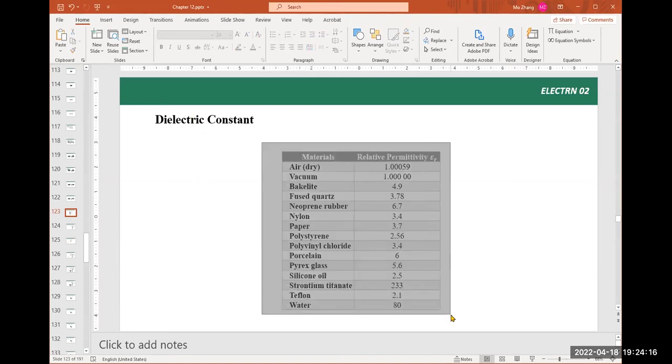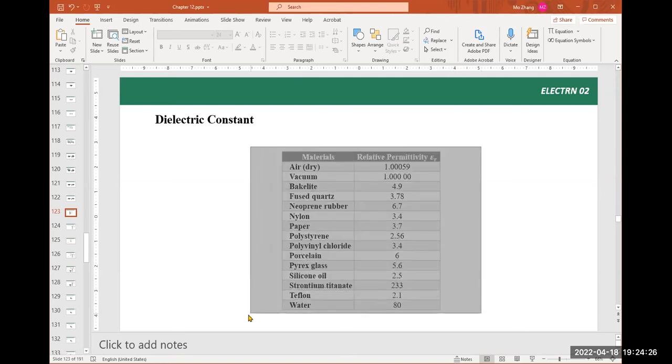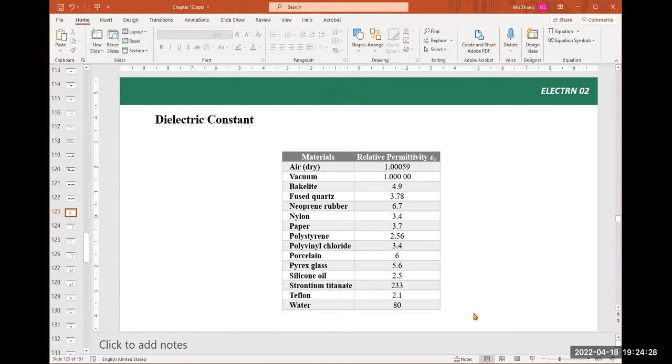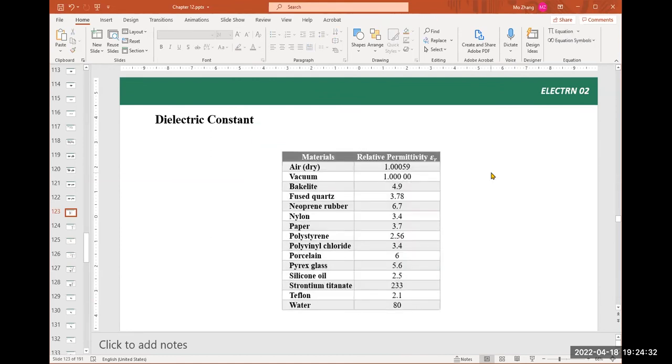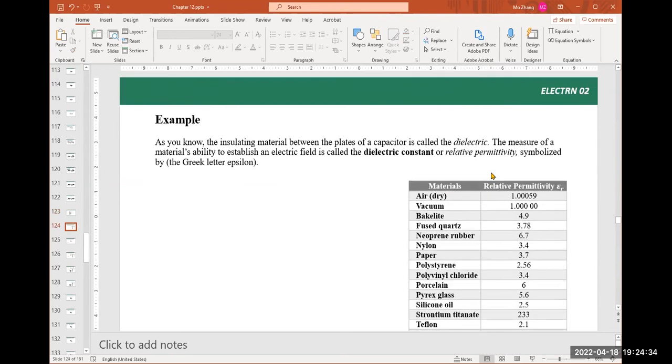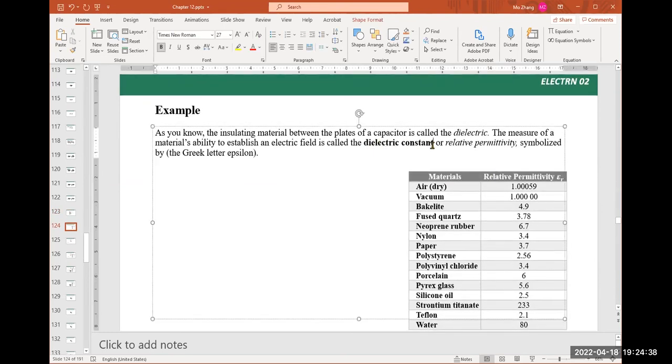And this table and the numbers will be given when we solve problems. There is a question in the final about this. We're using this, so the table is given. And now let's see what that dielectric constant is.